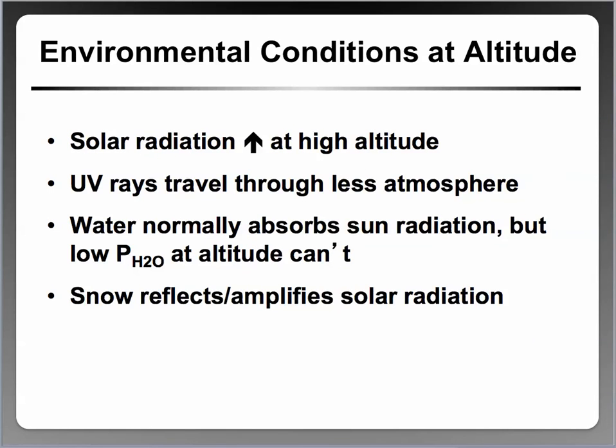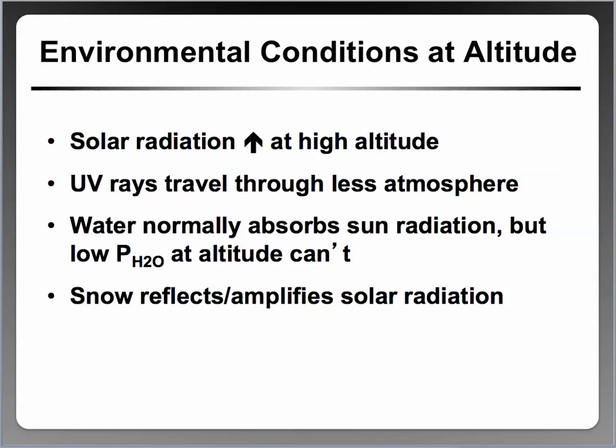So another thing that happens at altitude is that the intensity of solar radiation increases at higher altitudes. And there are a couple of reasons why this happens. So first of all, you have ultraviolet rays that are traveling through the atmosphere, and as we talked about, we have a smaller column of air as we increase in altitude.